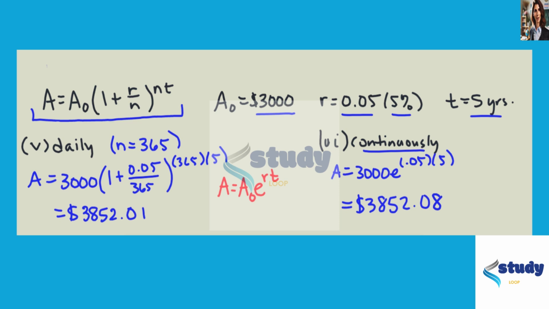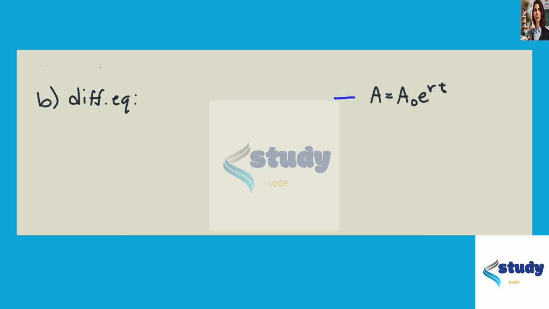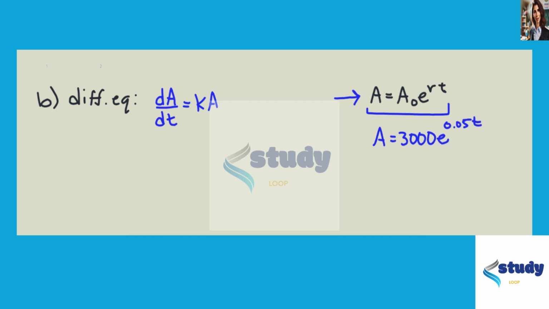Now for part B, we're to find the differential equation that fits the situation. So because we have this basic exponential growth type model here, it fits the differential equation: rate of change of A is proportional to A. So rate of change of A equals K times A. Now we know the value of K will be our rate, and in our equation we had A equals 3,000 times e to the 0.05 t, so the rate was 0.05, so that's our K.